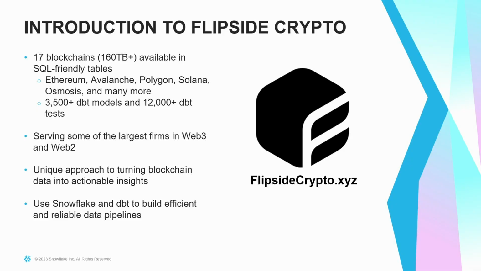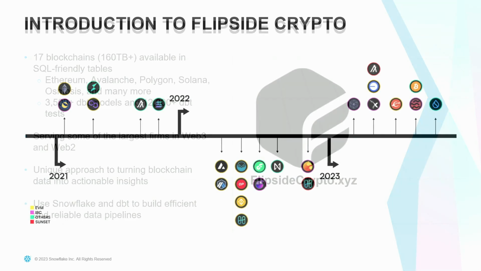So we serve some of the largest players in Web 2 and Web 3. We work directly with the Solana Foundation, with Avalanche, and some large financial institutions in Web 2 as well. So we have a unique approach to turning blockchain data into insights. We have a community of analysts. They do a really good job of letting us know what to curate next, what to stay on top of. They help us find any issues in the data of things we've missed. And yeah, we really use Snowflake and DBT and a little bit of AWS to do all of this.